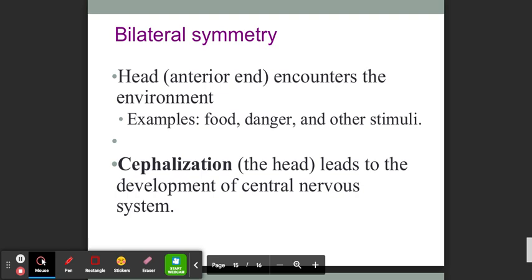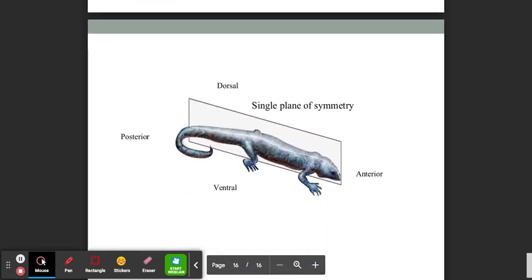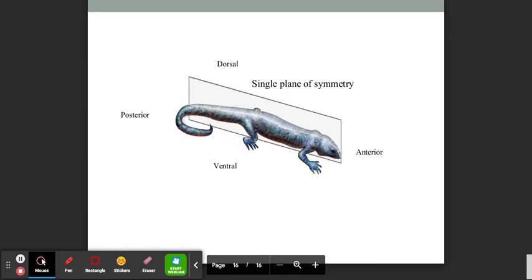Bilateral symmetry: the head, or anterior end, encounters the environment. Examples are food, danger, and other stimuli. Cephalization: the head leads the development of the central nervous system. If you look at an example of this, you can see if you cut it right down the middle, it has an anterior and a posterior end. The left and right sides are similar to each other. However, if you were to cut it between the legs, the top and the bottom would not be the same, so it can't be radial symmetry.